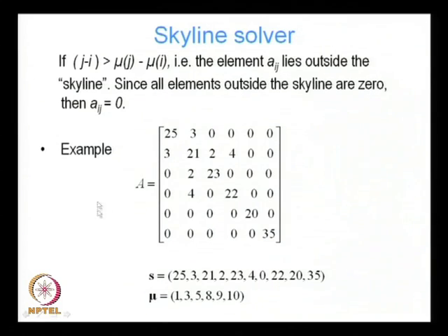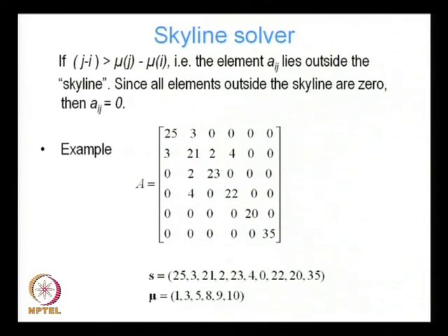For instance, let us look at this matrix A. You can see that this is a symmetric matrix, of course, and we are only going to store the elements in the upper triangular part which are at or below the first non-zero term in a column. So in the first column we are only going to store 25, which is the diagonal element, because we are storing only the elements at or above the principal diagonal.